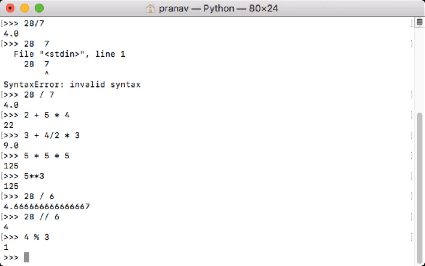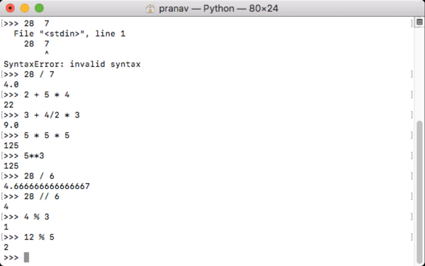So let's make another one. Let's choose two more numbers that we can do in our heads. How about 12 modulus 5. Since we know 5 times 2 is 10, that means we'd have a remainder of 2 if we divide 12 by 5. If this works the way we're predicting, we should be getting a remainder of 2 on the console. And as you can see, we did.